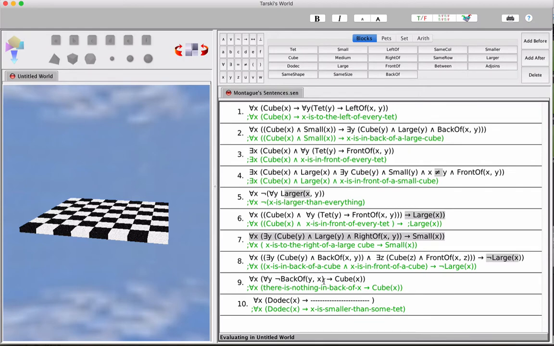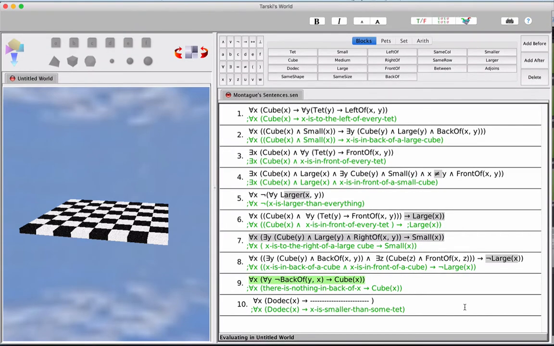And we should be okay with our parentheses, right? So for every X and every Y, it's not the case that the Y's are back of X, right? So now we need to understand how to read this, including cube X. So we're saying that nothing in back of X is a cube.